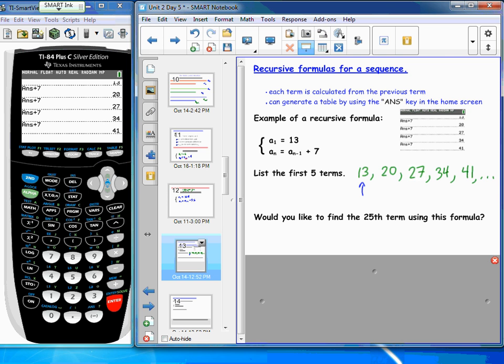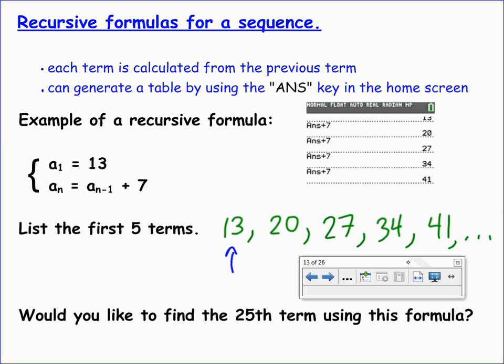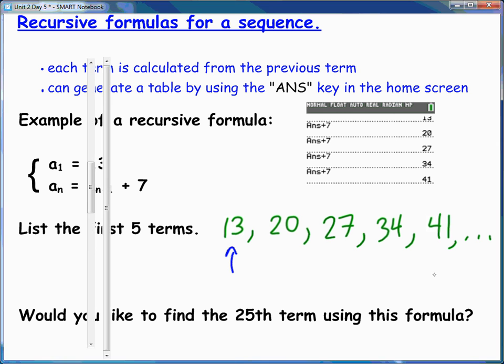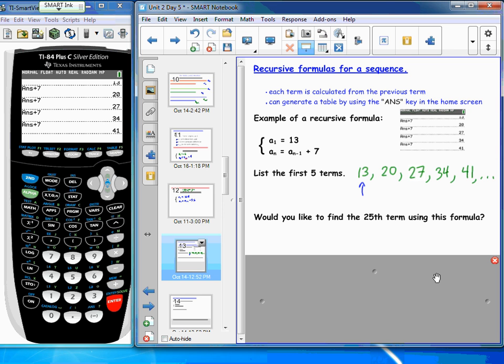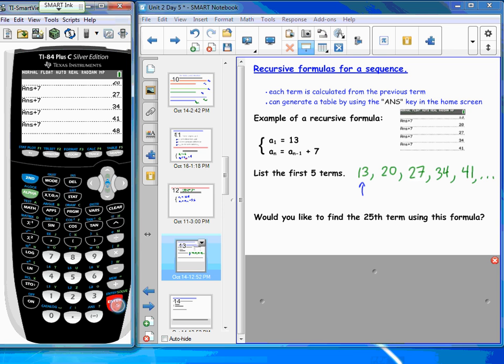Would you like to find the 25th term using this formula? Sure. Well, it's easy finding the 5th term, but to get the 25th term using this recursive definition, I'd have to keep going and going and going. So I probably could do it, right? I just have to keep track. This would be the what term? 5th. So 6th, 7th, 8th, 9th, 10th, 11th, 12th, 13th, 14th, 15th, 16th, 17th, 18th. Oh, shoot. And now it's up. Oh, gosh. So now I don't know if I'm on the 25th.